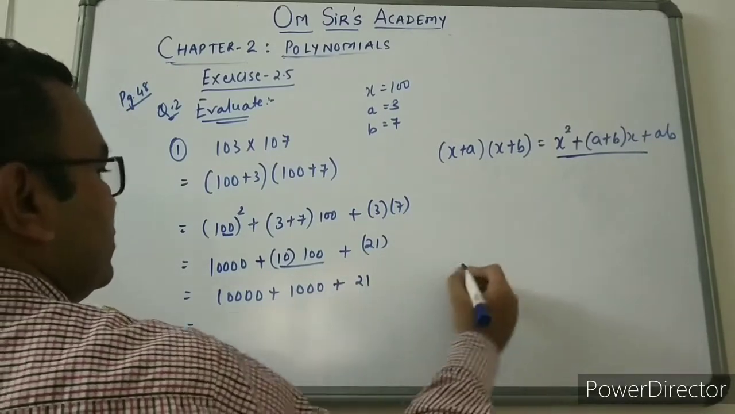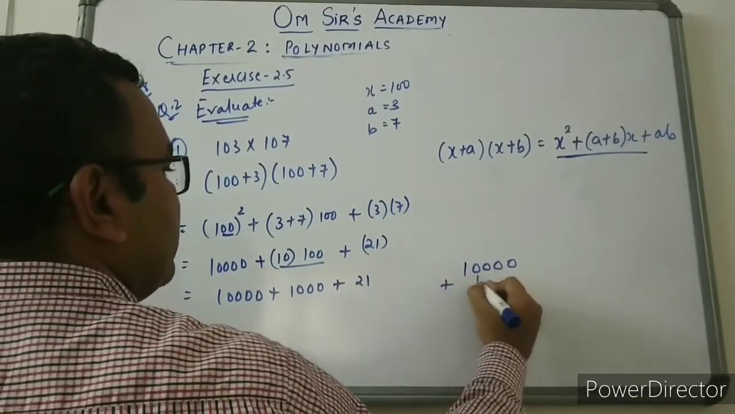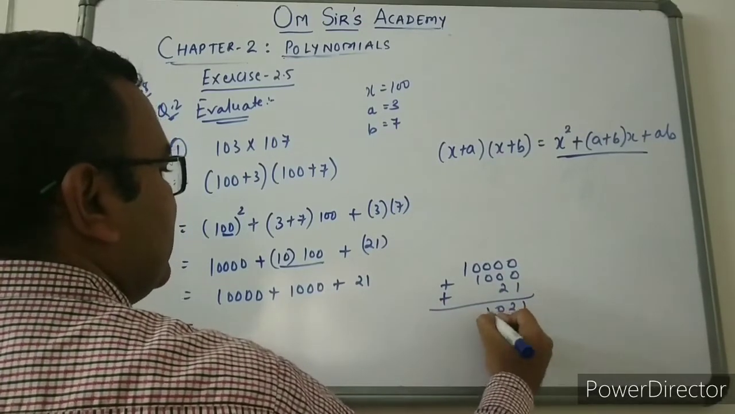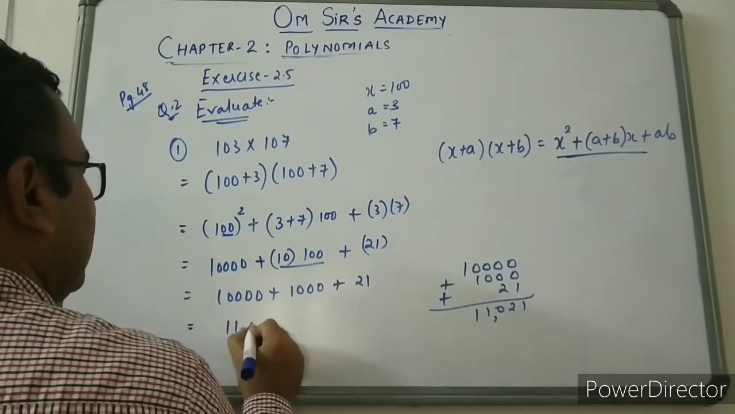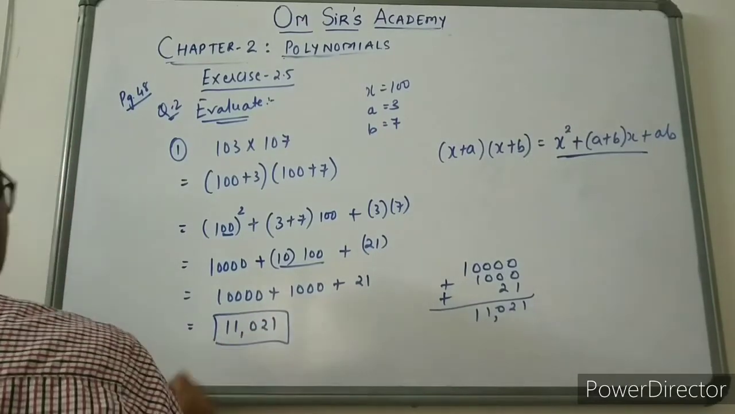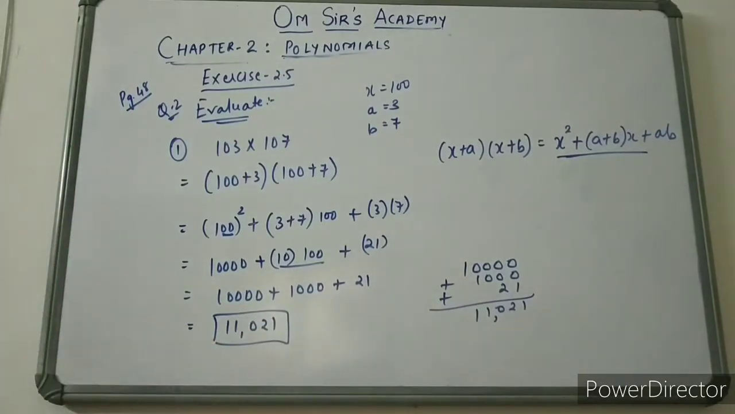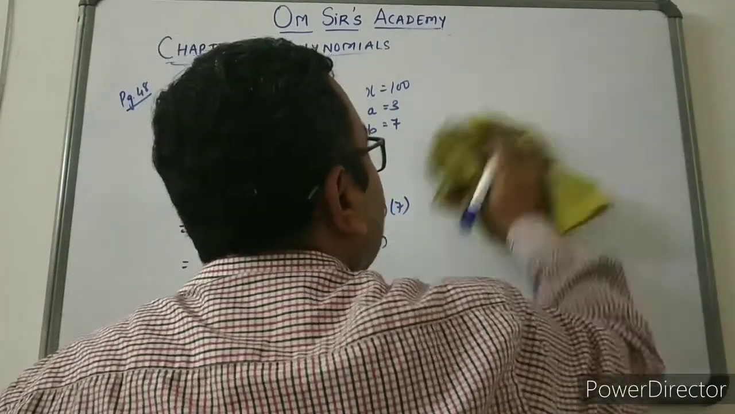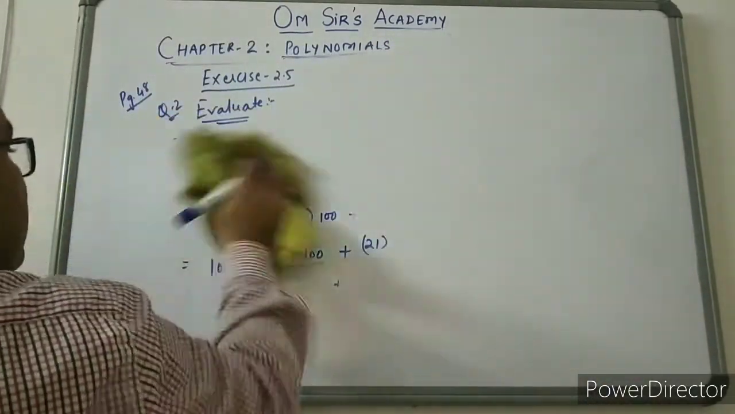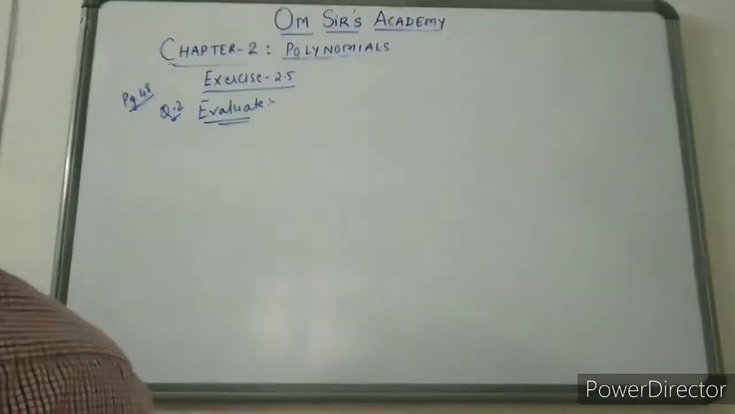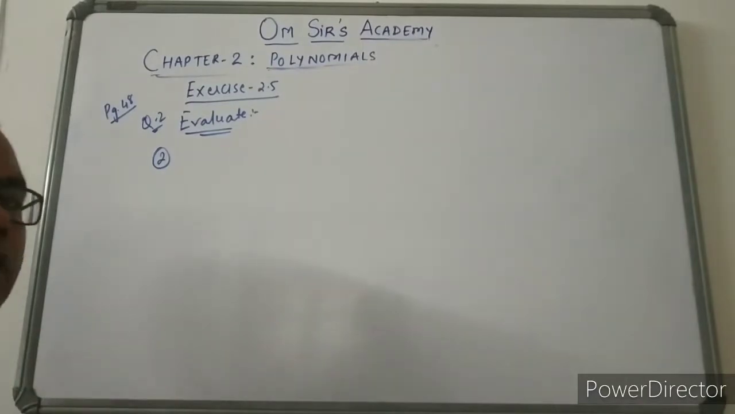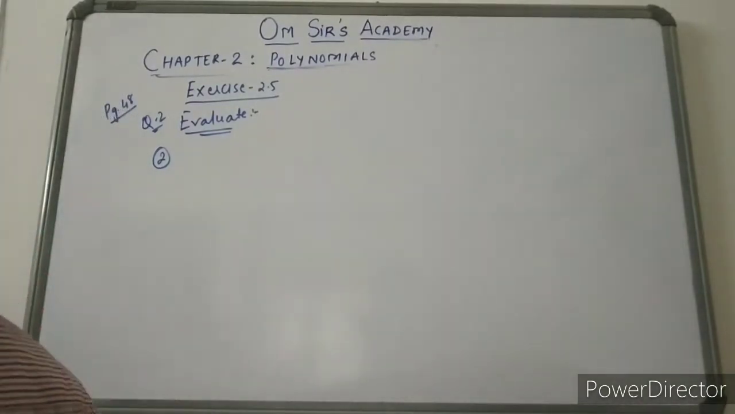So 10,000 plus 1,000, that is 11,000 plus 21, we get 11,021. So this is my answer. Okay, friends, this is how we evaluate using the identity. Then the next one, question number 2. So friends, now moving to the next question of the textbook.